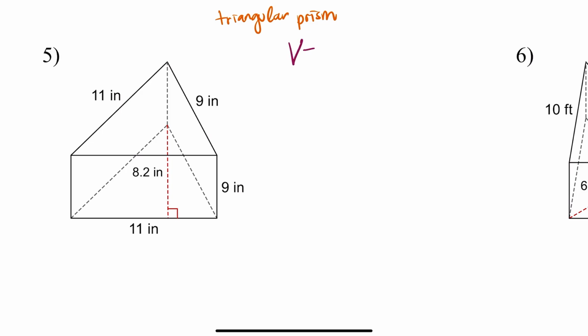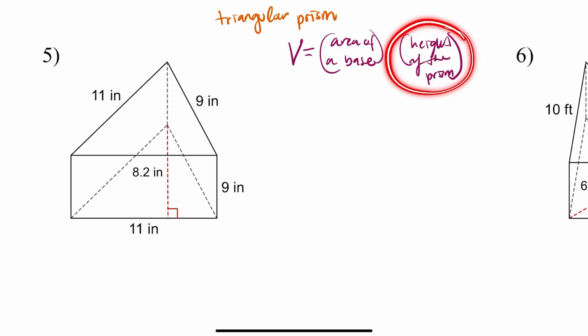Did the formula change? It did not. So it's still going to be area of a base times the height of the prism. My fault. Cool. All right, first thing, let's find that height.